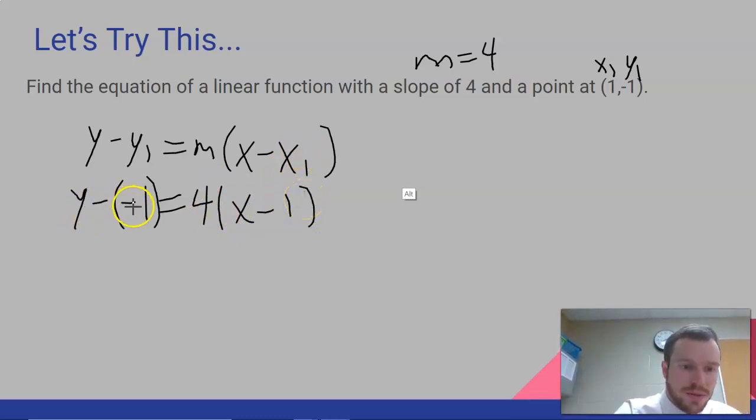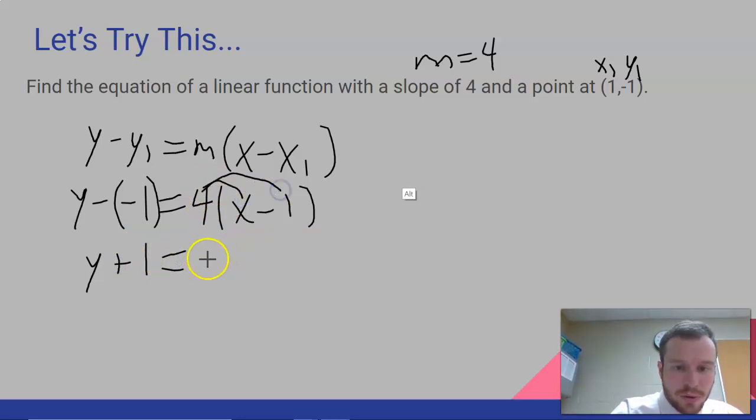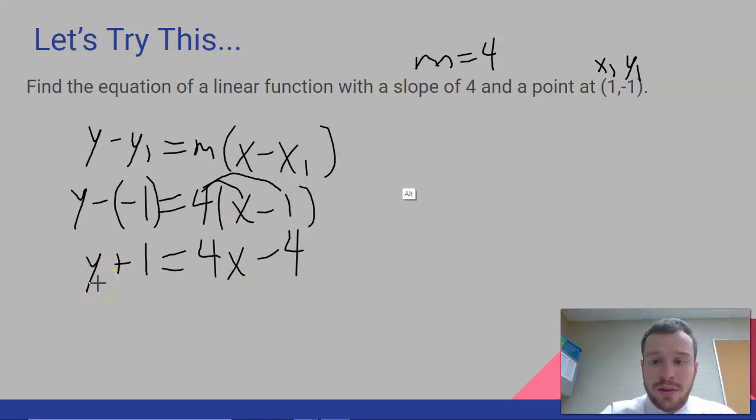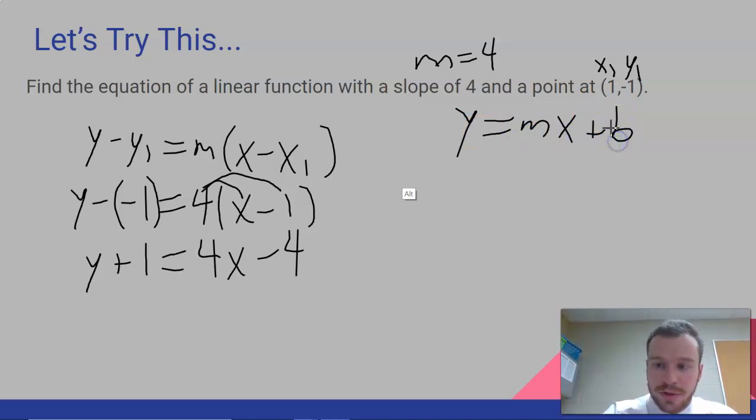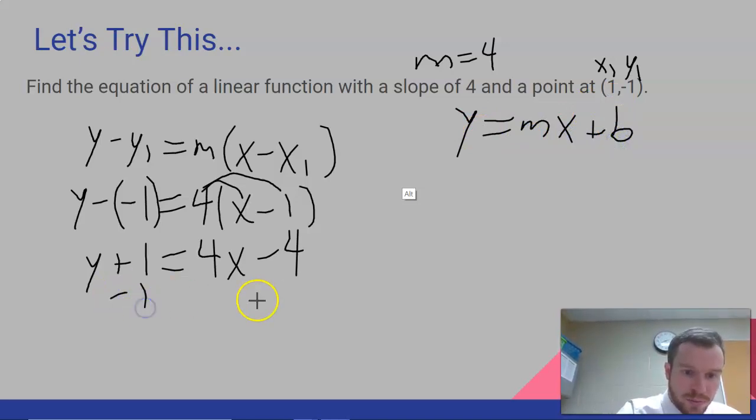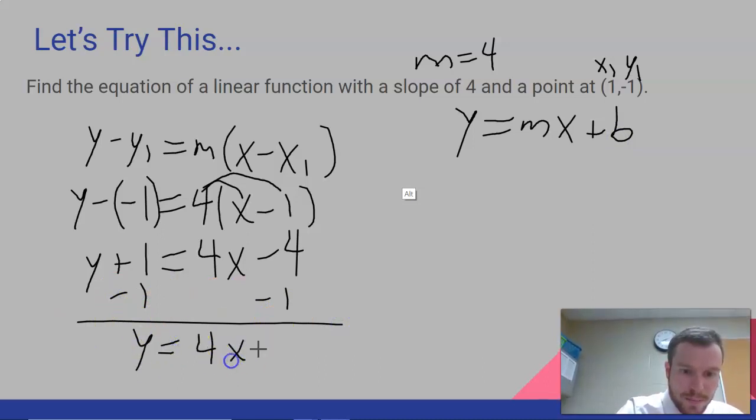So y minus -1 is going to give us +1. So that's y plus 1. 2 negatives equals a positive. So now I'm just going to distribute this 4, so we're going to get 4x minus 4. Now, I want to have y on the left side by itself because we want this to be in the form y equals mx plus b. We want it in slope-intercept form. So we're going to subtract 1 on both sides, and we'll get y equals 4x minus 5.